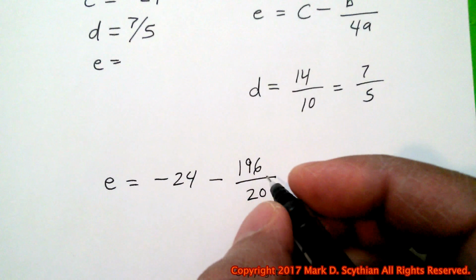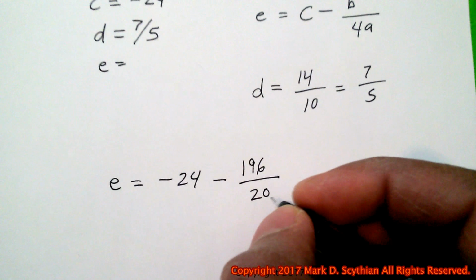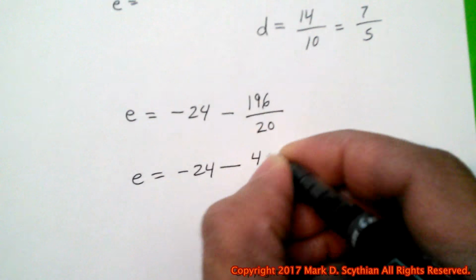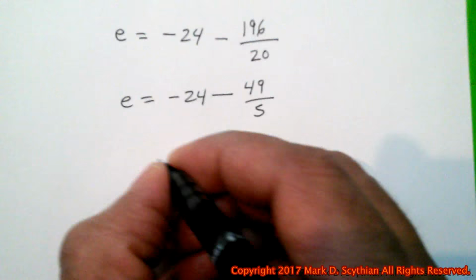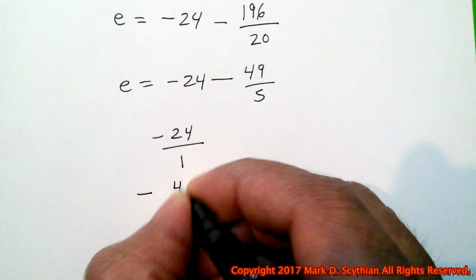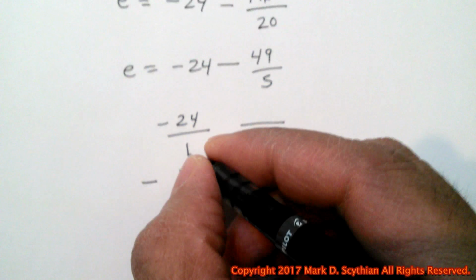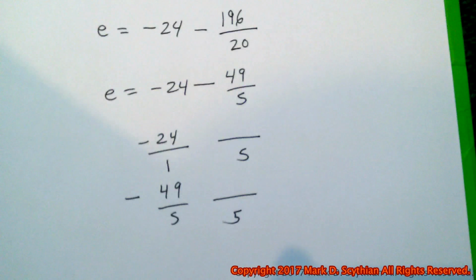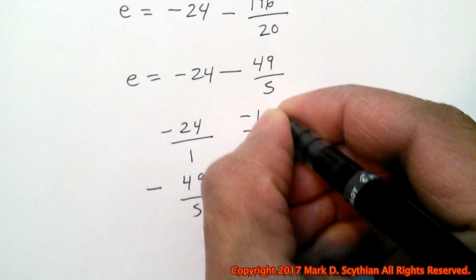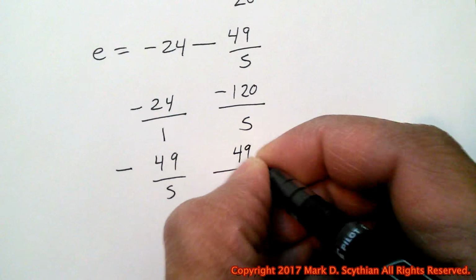So 196 goes into 49 times, and 20 goes into 5 times. So we can rewrite this as e is equal to minus 24 minus 49/5. Then we just use the rules for subtracting fractions. We can just take minus 24 over 1, minus 49 over 5. Lowest common denominator, obviously 5. 5 divided by 1 is 5. 5 times -24 is -120. And then 5 divided by 5 is 1 times 49, so 49. And remember, it's minus.